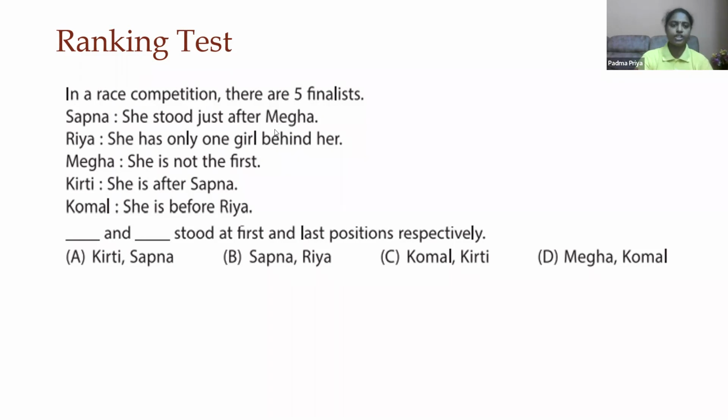Look at this simple question. Here we have 5 friends. Swapna stood just after Megha. So if you consider the line in which they are standing, Swapna stood just after Megha. When you are talking about the competition, the first person will start and it comes to the last person. Now they are saying Swapna is next to Megha. That means Megha is ranking better than Swapna.